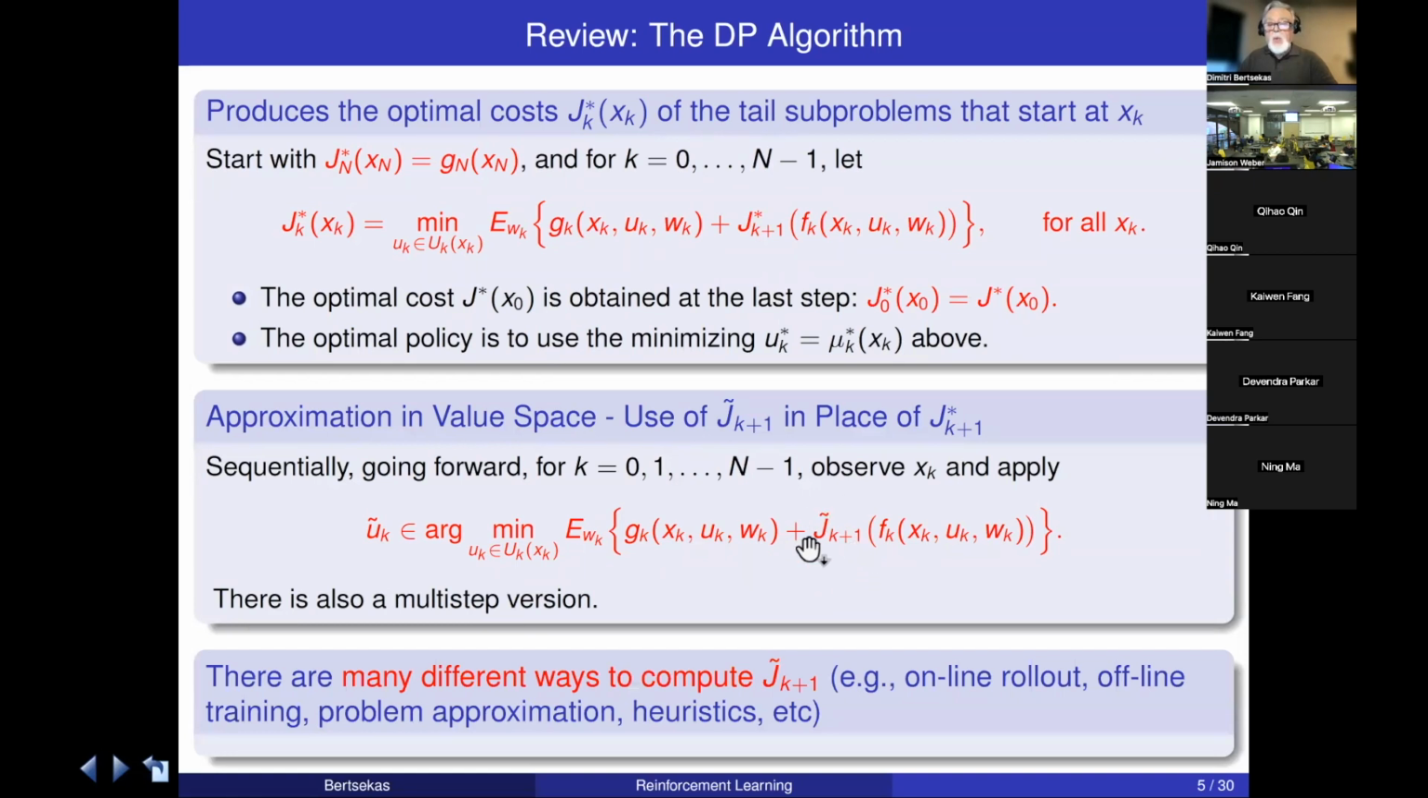And the key question is, how do we compute J tilde? There are many different ways. Online rollout is one. Offline training using neural networks or other things is another possibility. Problem approximation, heuristics, and so on, as we have discussed. 90% of reinforcement learning revolves around how we compute this J tilde, and also perhaps how we do some approximations here so that this computation is not so onerous.